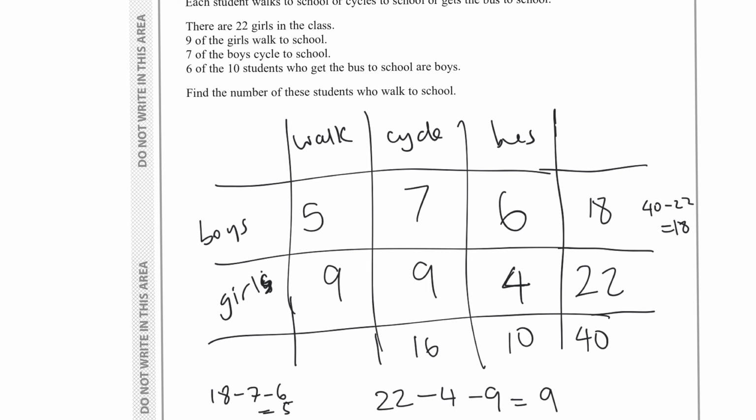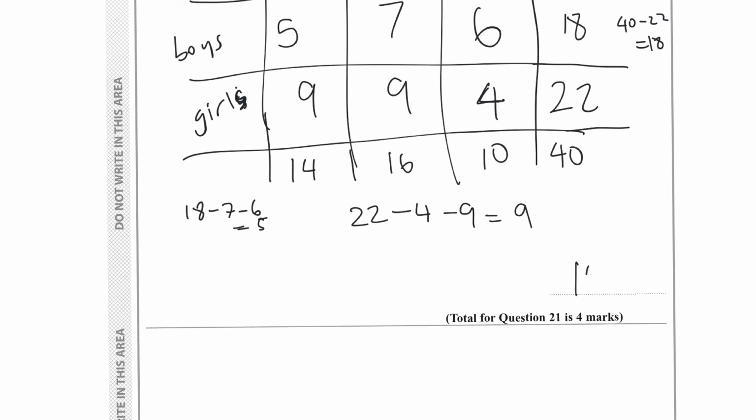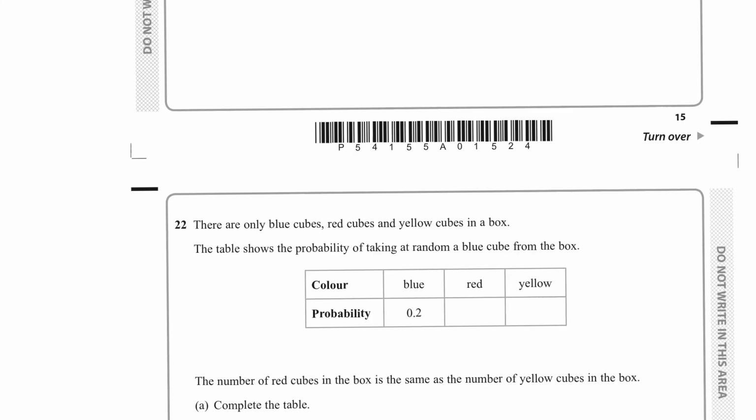And it says that in terms of working out the number of students in total that walk to school, we're going to do the 5 plus the 9, which is 14. So tables really help with these questions because sometimes just reading the words can be confusing at times.